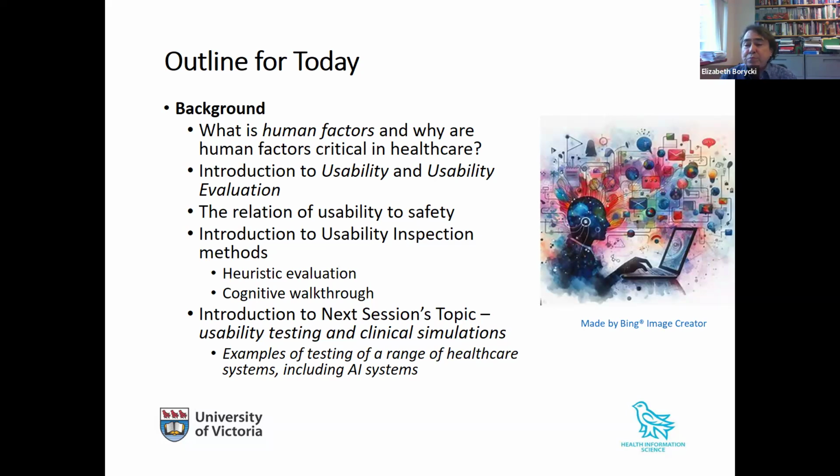To begin with, I'll start with the very basic methods today, usability inspection, and the two methods that I've used a lot for that. And next week, we get into the more challenging stuff on how to actually test systems with live users in live clinical settings, including a range of examples.